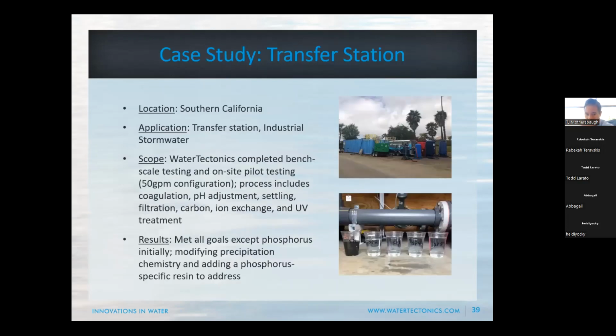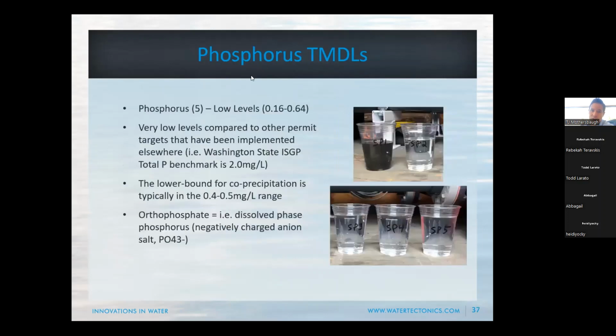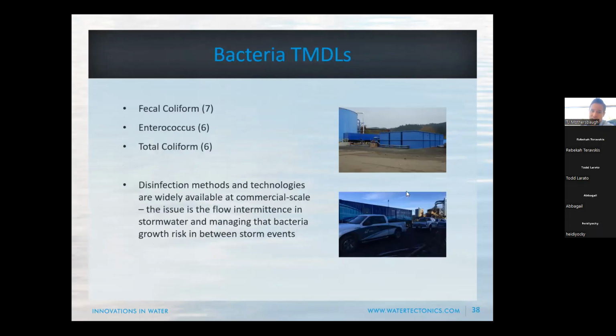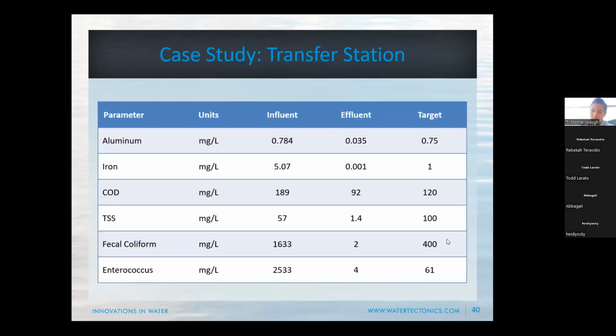So this is a case where a site has all three, right? They've got an N plus N issue, a phosphorus issue, and a bacteria issue. A transfer station is a pretty typical site that would be dealing with all of those things. You can see here, this is the influent water, and then this is after what we'll call our second stage treatment. Already looks really nice, right? But after that, we still needed 3 more layers of treatment to get to final goals.